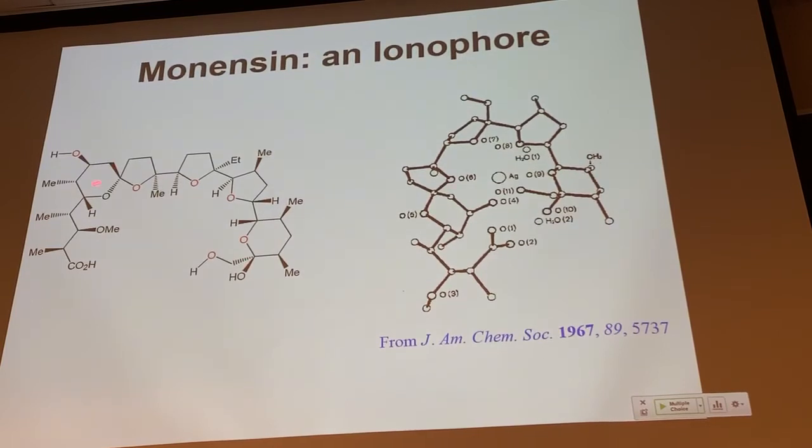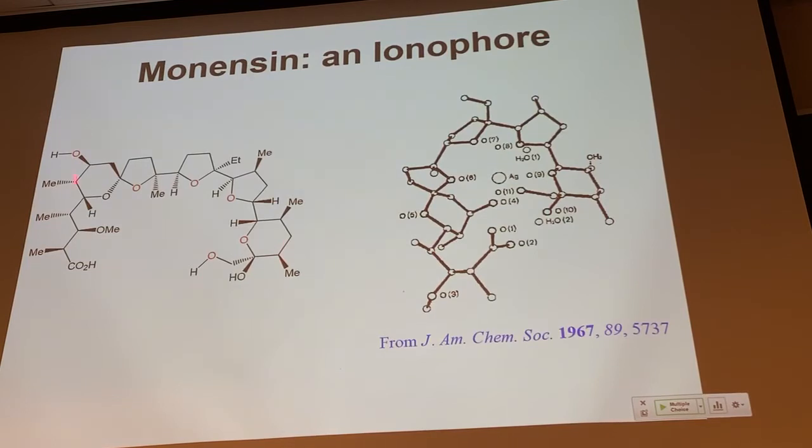These Lewis basic oxygens are kind of arranged in a semicircle around this cavity. Okay? So that creates a Lewis basic cavity that's capable of coordinating a Lewis acid, such as a cation, through ion dipole interactions. We have here a picture of an X-ray structure. It's from an old journal, so it's not very high resolution. But we have a silver cation coordinated to all these oxygens of monensin via ion dipole interactions. Okay? So we have this Lewis basic cavity.